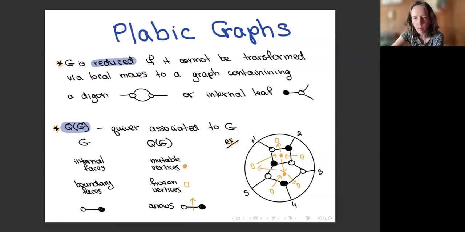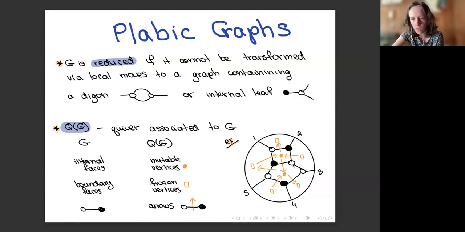Okay, so this is going to be our running example for today. I look at the quiver, and I have these two internal faces, this pentagon, this square, and this pentagon. So I'm going to have two mutable vertices. On the outside, these are my boundary faces. I'm going to have these square vertices, frozen vertices. And whenever I have an edge between two different colored vertices, I'm going to draw an arrow which sees black on the right. So black on the right, black on the right, black on the right, and so on.